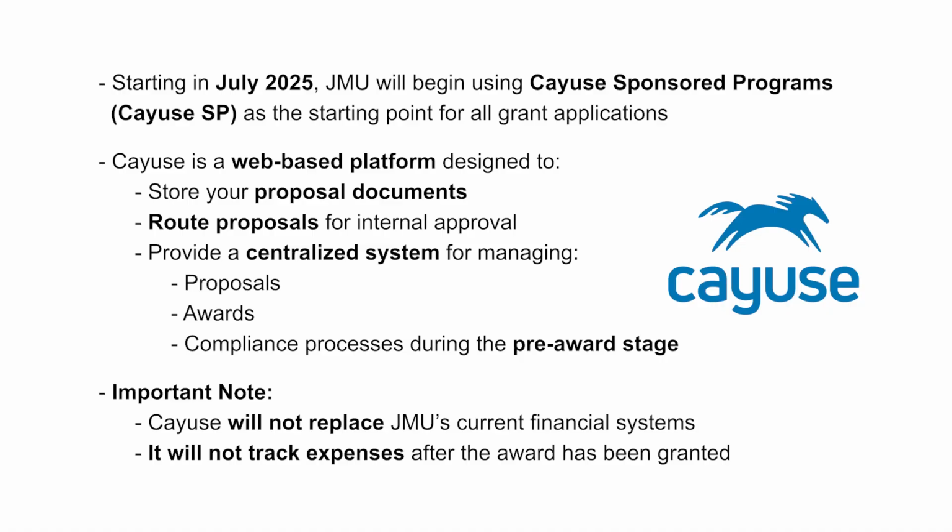Starting in July of 2025, JMU will use Cayuse Sponsored Programs, or Cayuse SP, as the starting point for all grant applications. Cayuse is a web-based platform that stores your proposal documents and routes them for internal approval. It provides a centralized system for managing proposals, awards, and compliance processes at the pre-award stage. Please note, however, that Cayuse will not replace JMU's current financial systems or track expenses after the time of award.